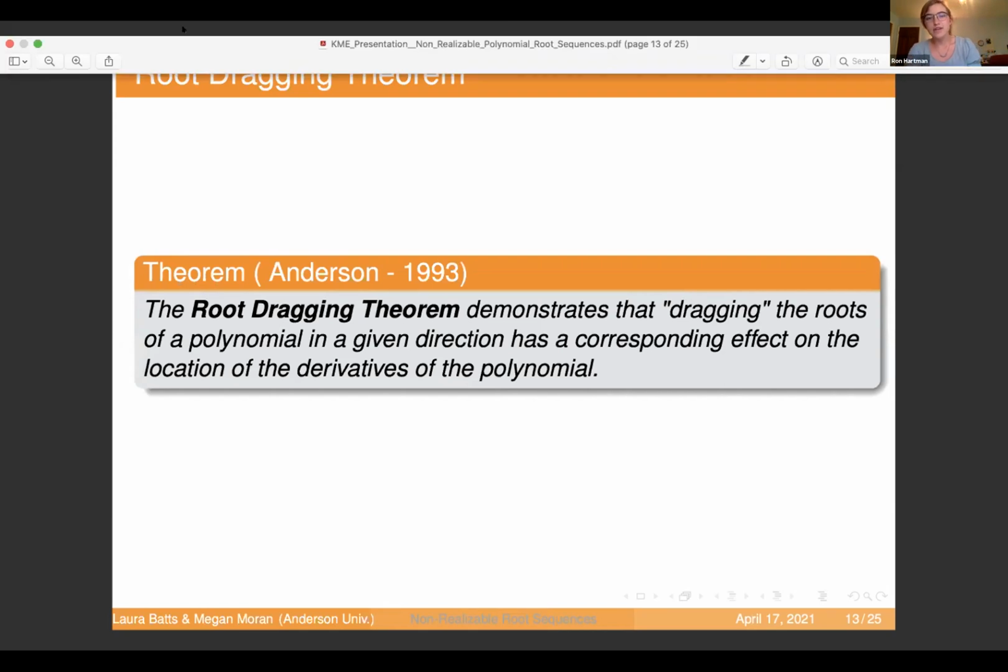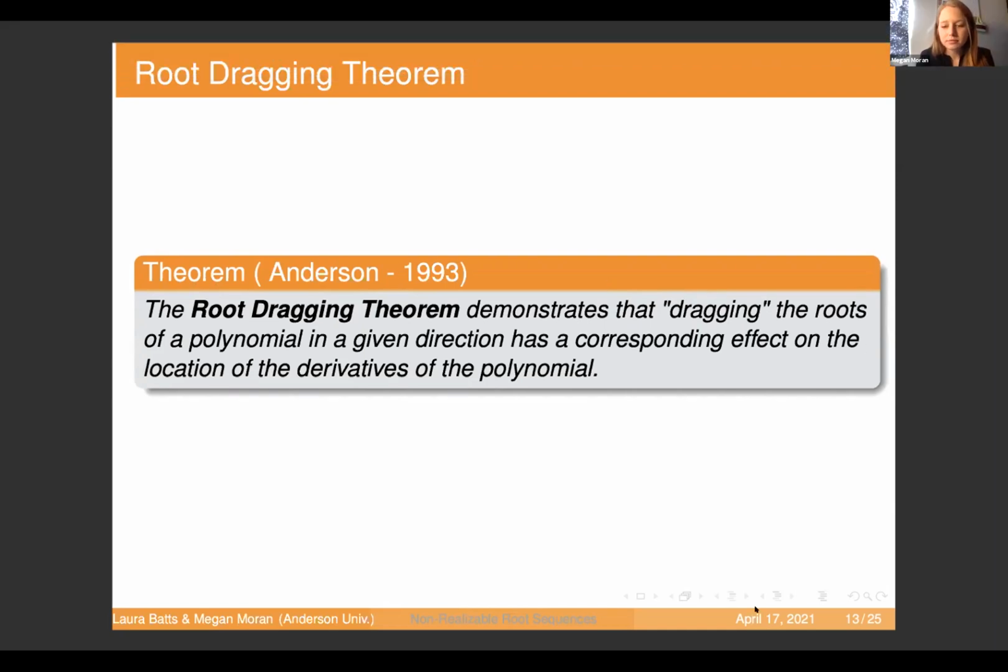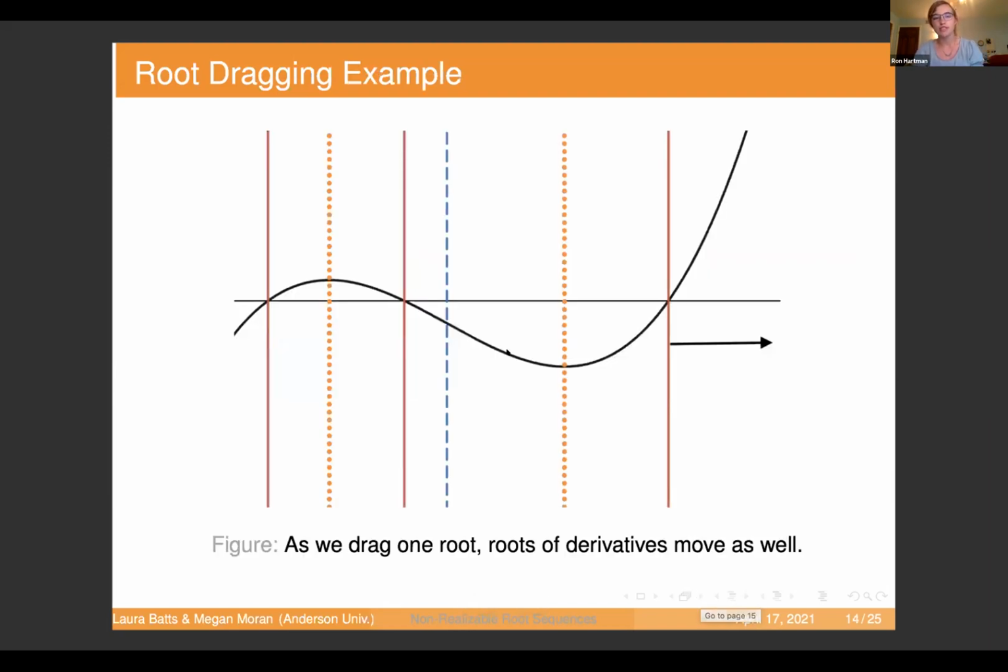In order to start this proof, we had to set up our polynomial. Another tool that we need to do that is our root dragging theorem, which was also established by Anderson. The root dragging theorem demonstrates that dragging the roots of a polynomial in a given direction has a corresponding effect on the location of the derivatives of the polynomial. This next graph will demonstrate that well for us. I'll have Megan go ahead and switch to that Desmos graph, which will animate it.